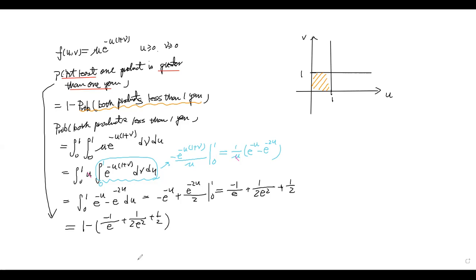If you plug this into a calculator, the number is very close to 0.800, pretty close to 80%. So the probability that at least one product lasts more than 1 year is approximately 0.8. This problem is pretty simple and straightforward.